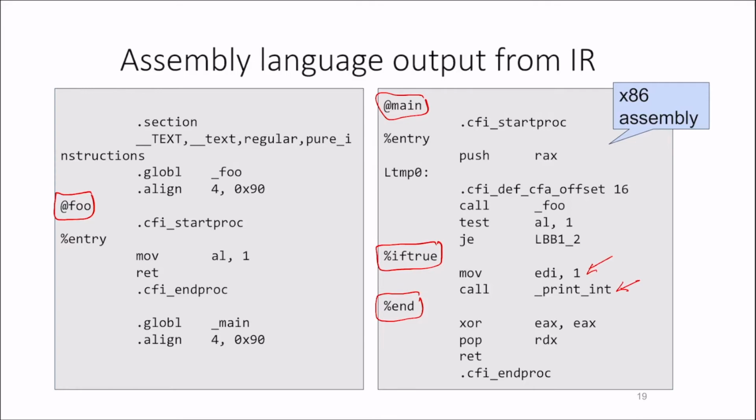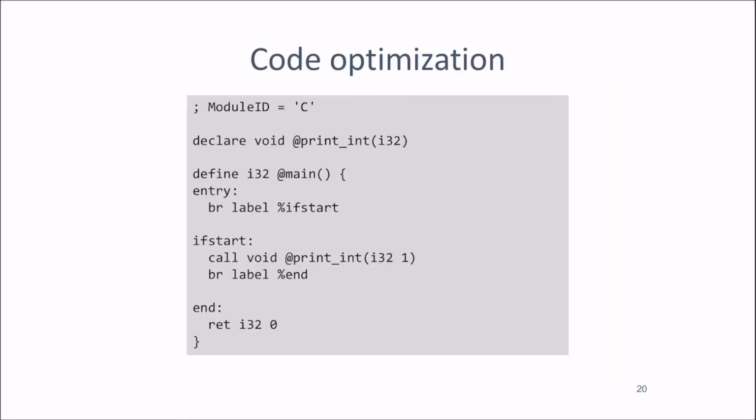At every stage, we have gone from a fairly high-level representation in the source code, gradually making it more and more concrete. And in the end, we end up with x86 assembly, which is then passed through an assembler, creates the object file, and you can create an executable from it. The last stage in the backend is code optimization, which works on the intermediate representation.